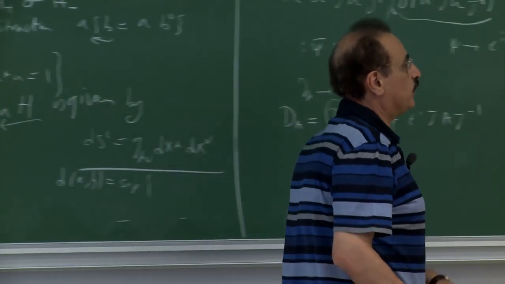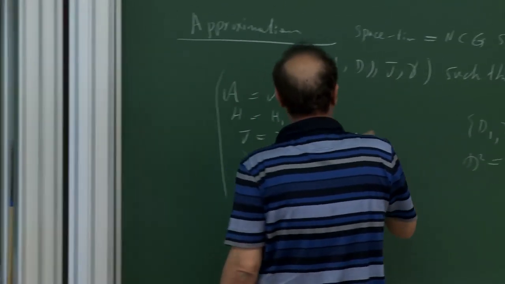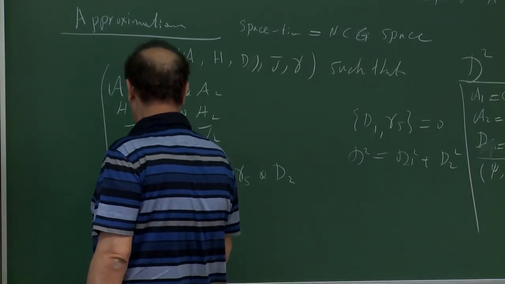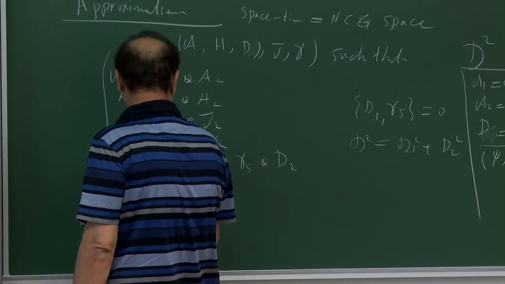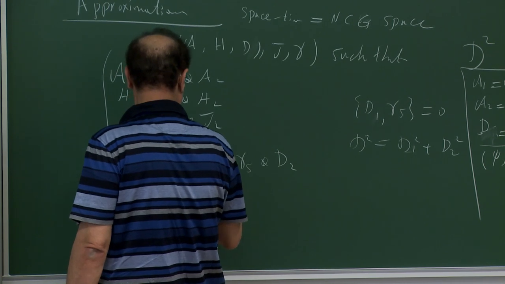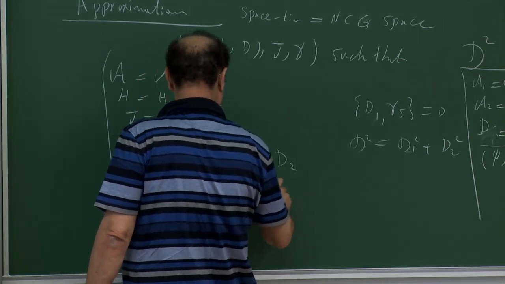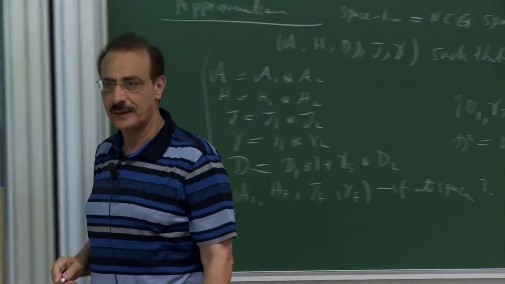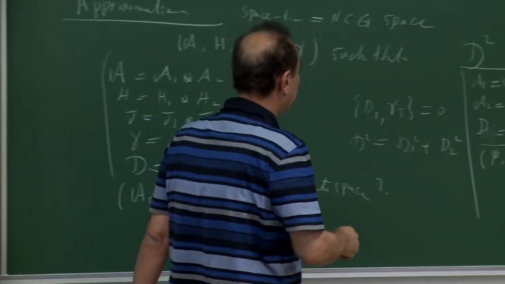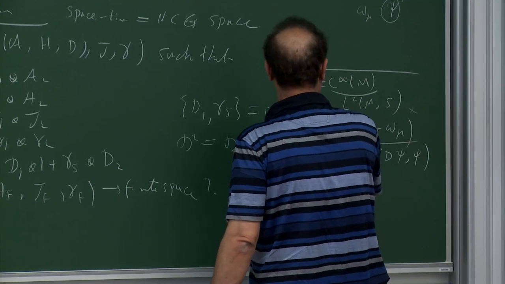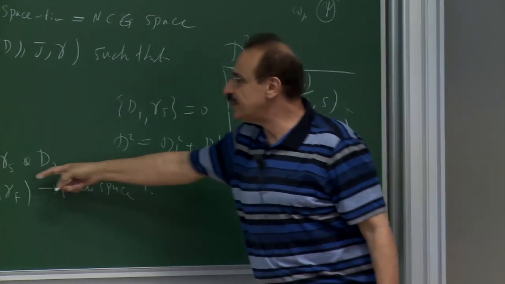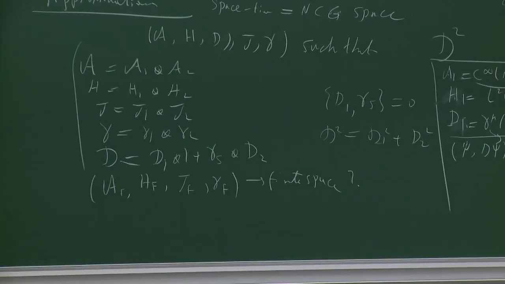But now we are really faced with this question. I said that this space is a product of continuous times discrete. What is this A2, H2? Well, I'm going to call it A finite, H finite, J finite, gamma finite. It's some finite space. I'm talking only about space 1 now, and 2 is discrete. Now, the question that we really now have to ask is, what is this finite space?